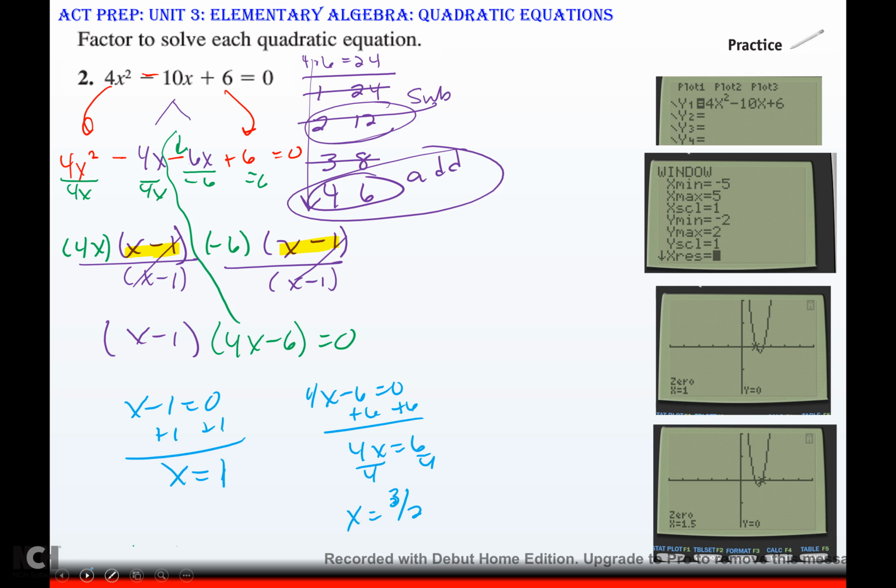And if I do the picture, okay, I type in the equation, I change my window, this 0 is 1 and this 0 is 1.5.